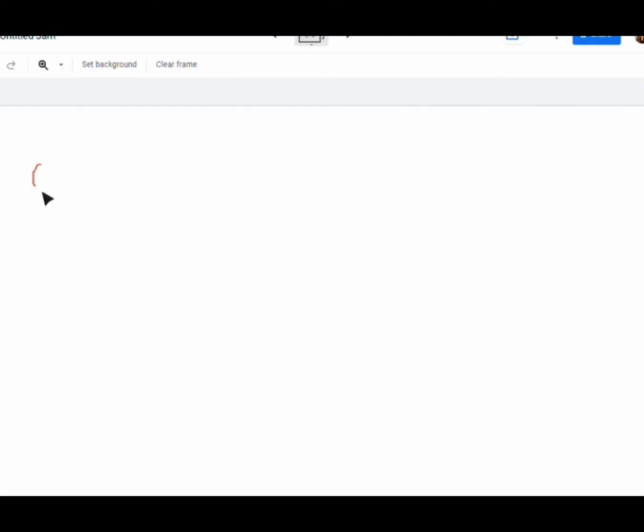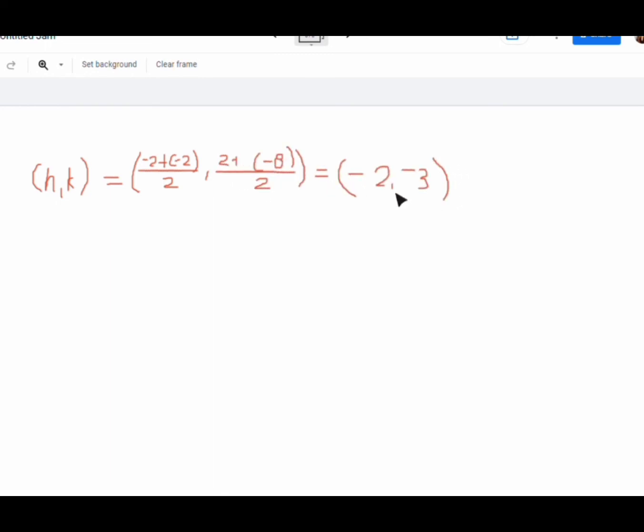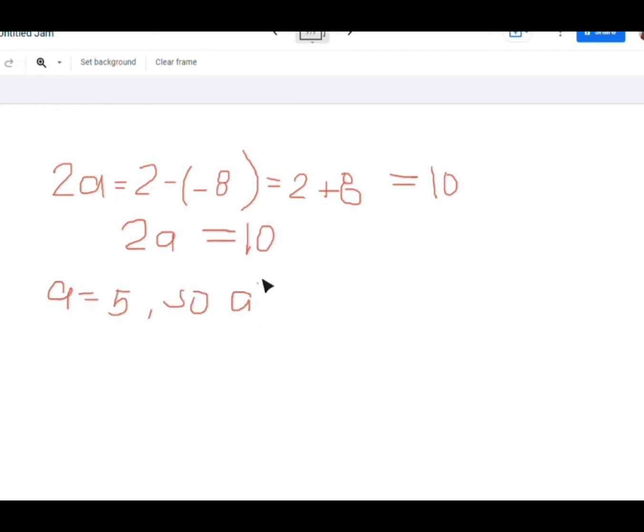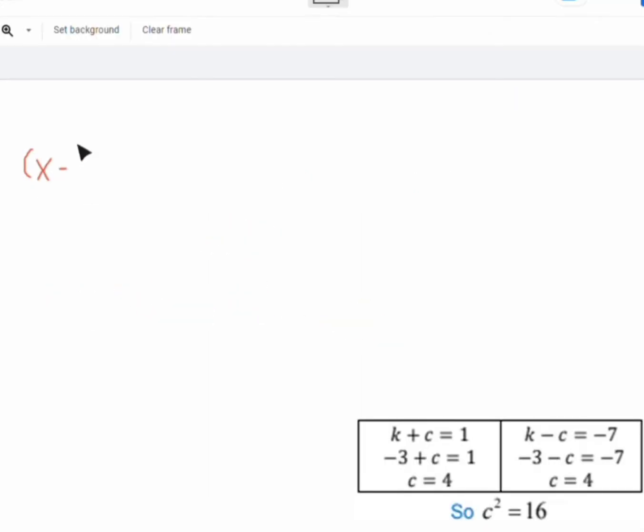Example number 1. First, we identify the center, h, k. The center is halfway between the vertices, (-2, -8) and (-2, 2). Next, we find a squared. The length of the major axis, 2a, is bounded by the vertices. We solve for a by finding the distance between the y-coordinates of the vertices. Now we find c squared.